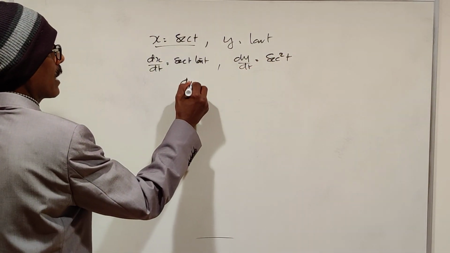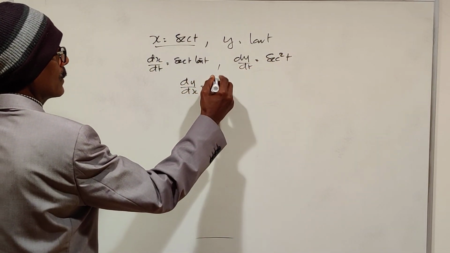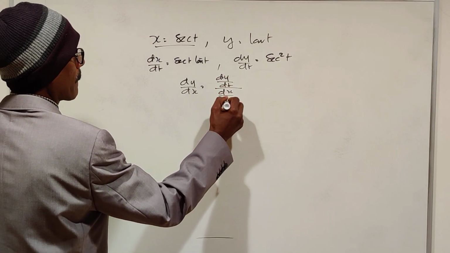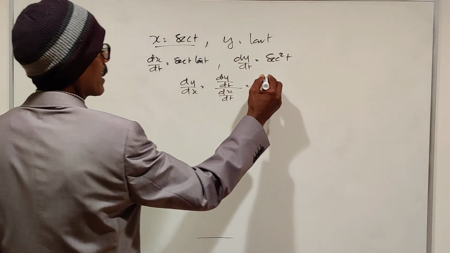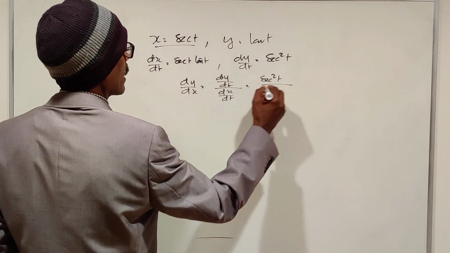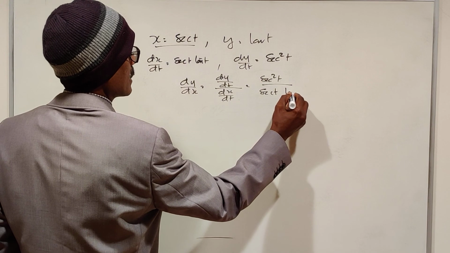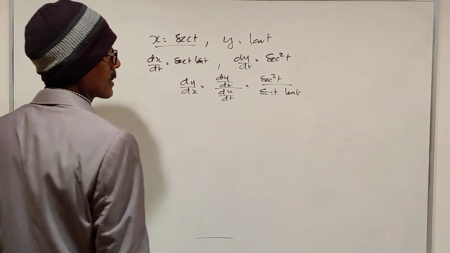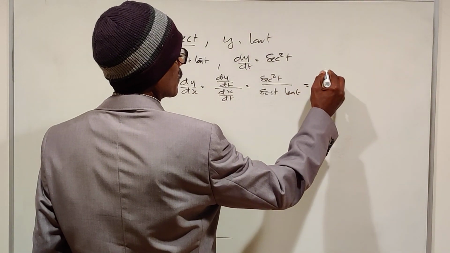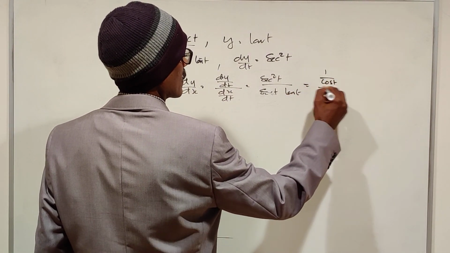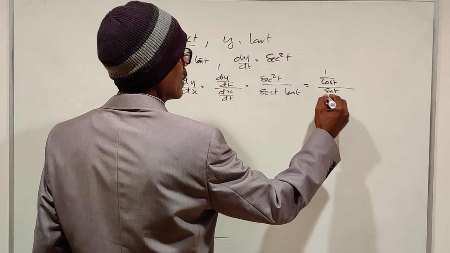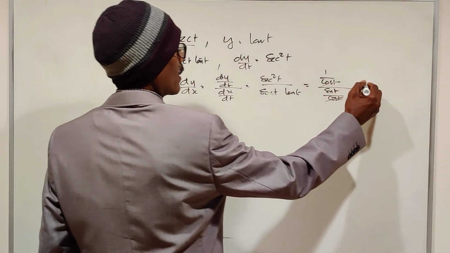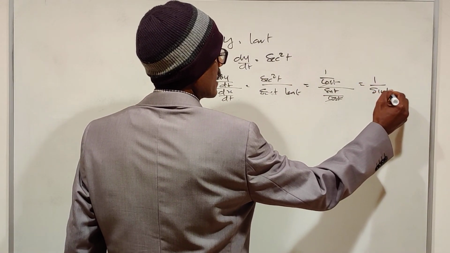Okay, dy by dx is equal to dy by dt divided by dx by dt. That is sec square t by sec t tan t. You can simplify this: one sec t you can cancel out. Sec t is 1 by cos t, and tan t is sin t by cos t, so cos t gets cancelled. So 1 by sin t. 1 by sin t is what?